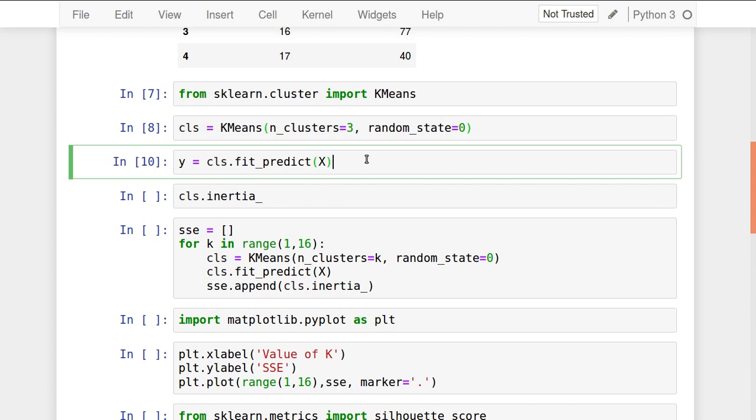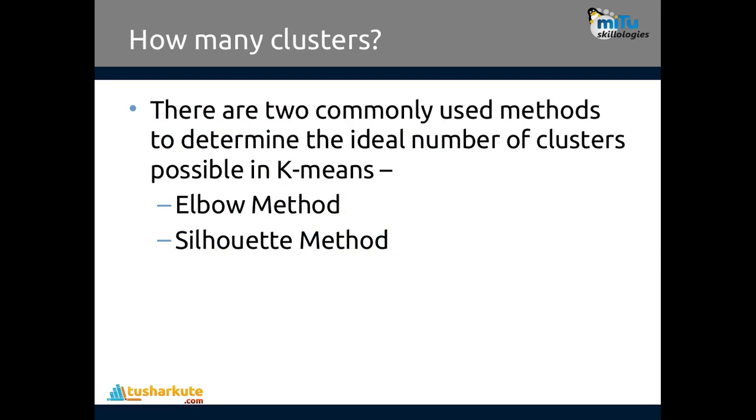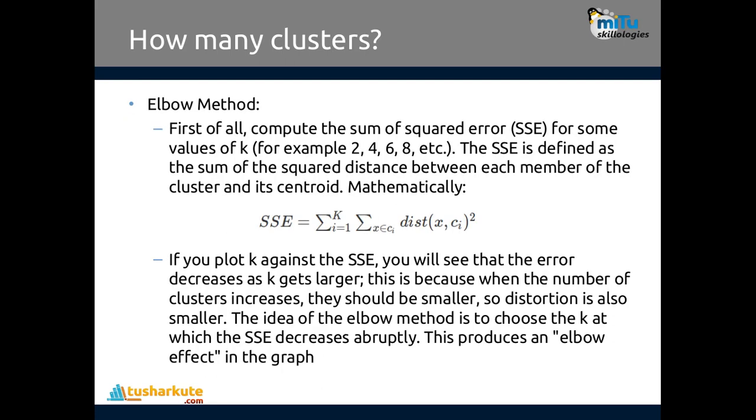So 3 clusters are formed, I can create it, I can directly use it. There is no other method to do the operations of clustering here in KMeans, but I need to find what the ideal value of K is. So how many clusters are required? There are 2 commonly used methods to determine the ideal number of clusters in KMeans. The first method is elbow, and the second method we call the silhouette method. Out of these, the elbow method is very popularly used. It's a graphical visualization method, and silhouette is the statistical method by which you can find the ideal value of K.